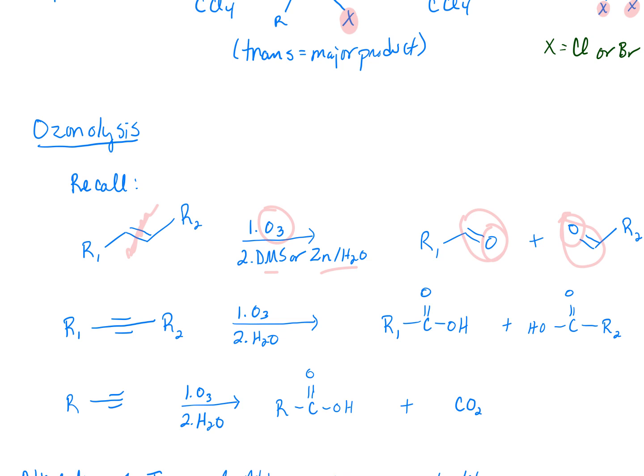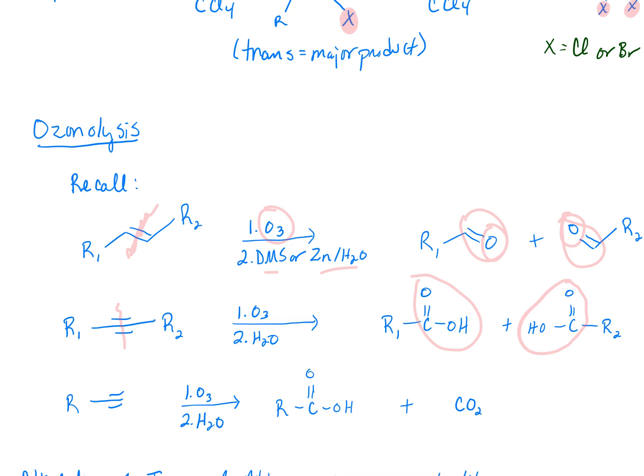So when it comes to using a triple bond, we don't have to use DMS or zinc. We can just use water. And in this case, we have more bonds to chop. So there's more oxygens that are left behind. So instead of just leaving you with two aldehydes, you're actually left with two carboxylic acids. So it makes those occur on both sides.